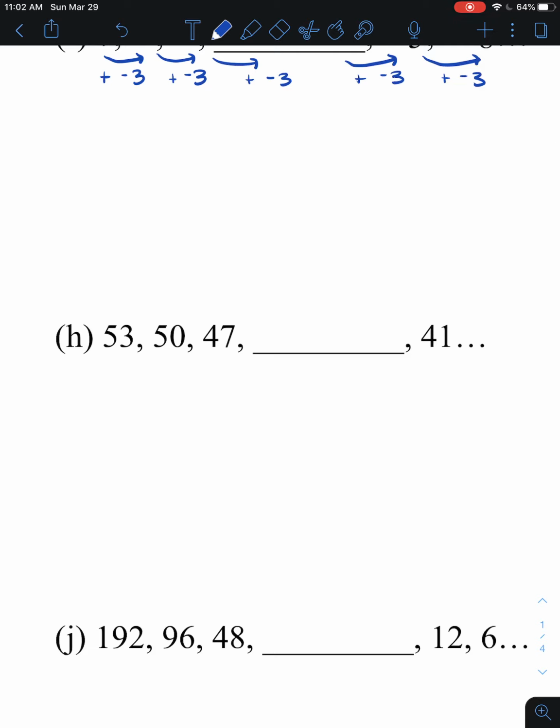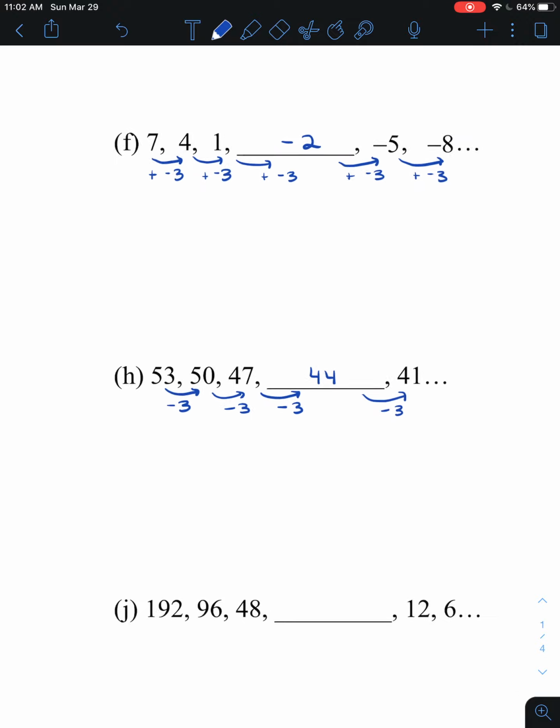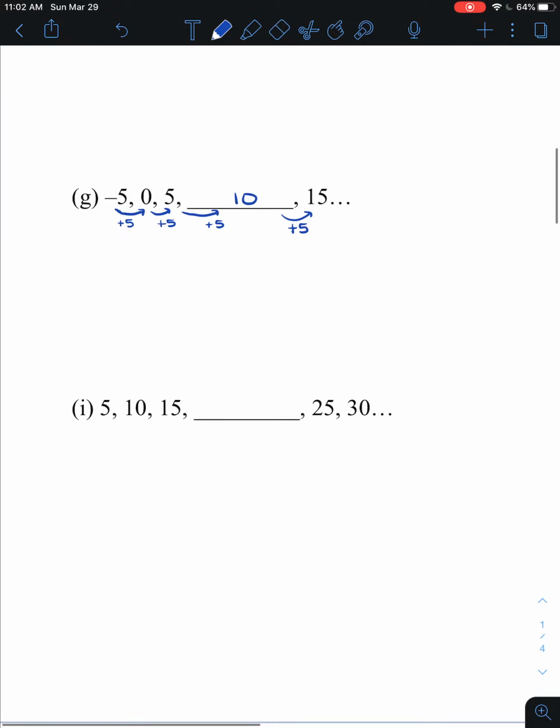And over here, 53, then I'm going to 50, then I'm going to 47. So again, this one's going down similar to F, and it actually looks like it might be the same as F. We are subtracting 3. So for this one, let's just think of it as that. Subtract 3, subtract 3. If I keep subtracting 3, I would get 44. Subtract 3 again, I would get 41. Awesome.